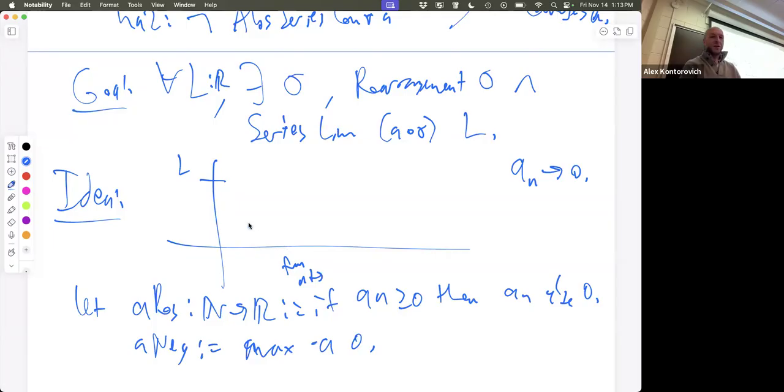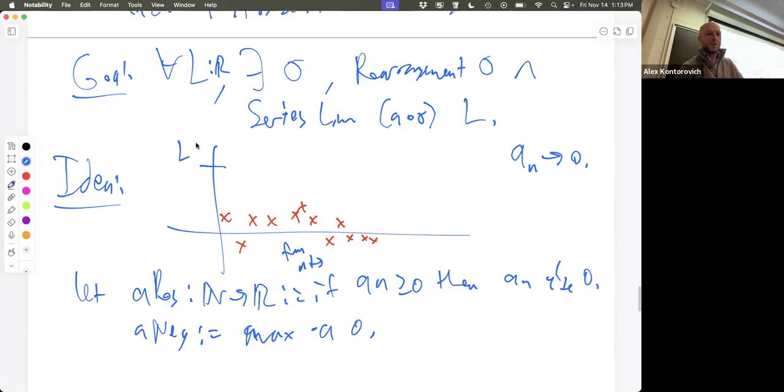So here's the original sequence a. The original sequence has some positive values, some negative values. It's not monotonic. You know nothing about it other than, for whatever reason, it converges. Okay? We need to prove two things.